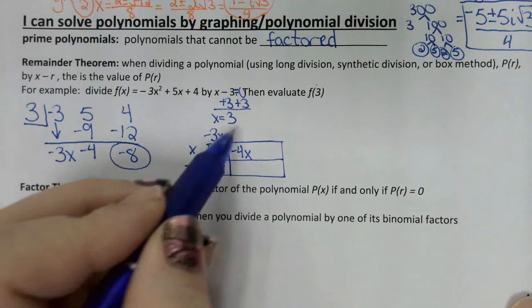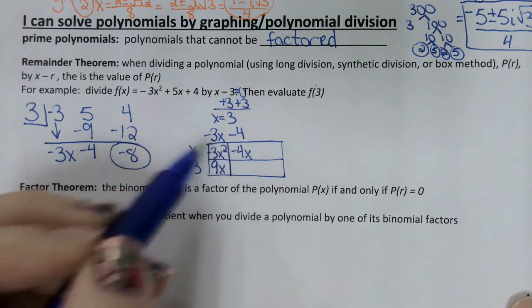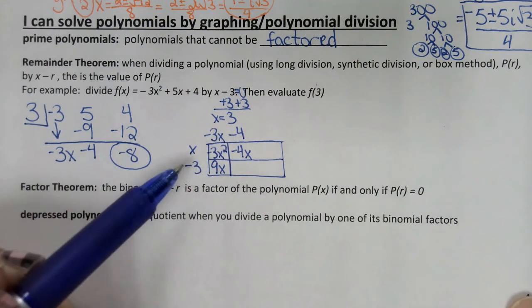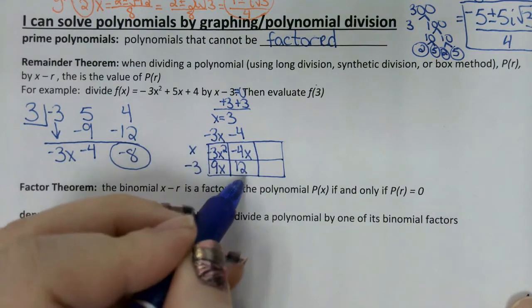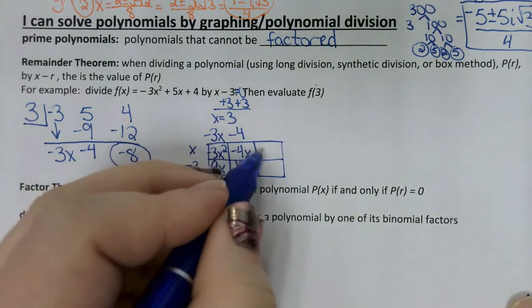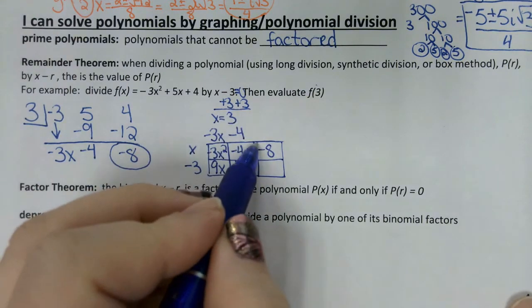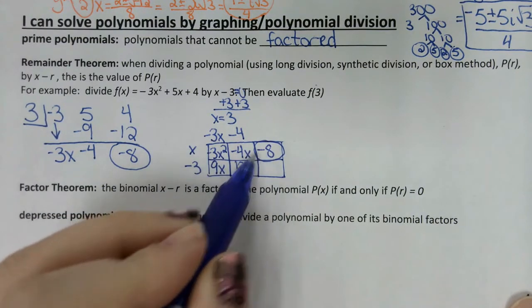And then x times what gives me negative 4x? Negative 4. Negative 4 times negative 3 gives me positive 12. 12 plus what gives me 4? Negative 8. And that's my remainder here. So again, take a look at the fact that the remainders were the same.